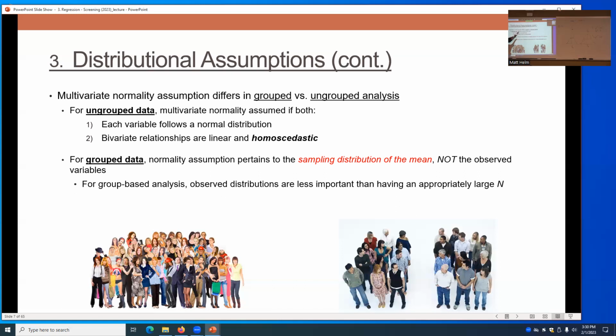But we need to be more careful about thinking about what's going on with our regression models, and we'll see this. If you have variables that have funky distributions, it starts to give you funky residuals, and it makes everything a whole lot more complicated.